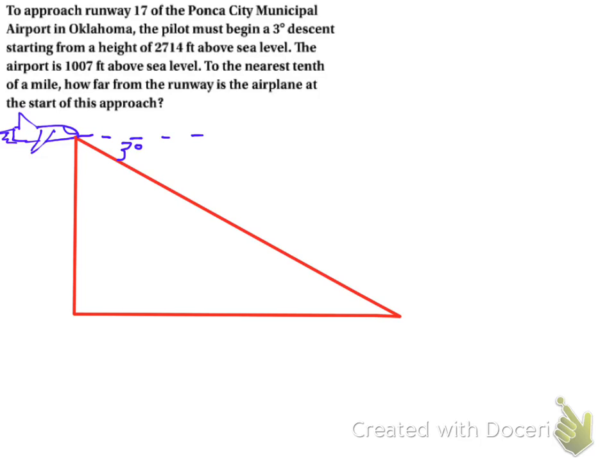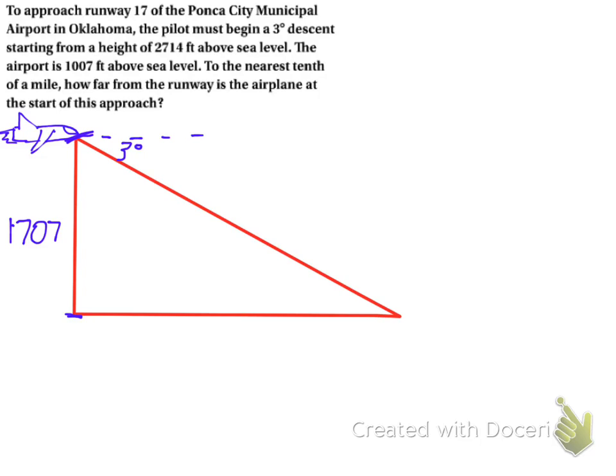My height, it says, so my starting height is 2,714 feet, and the airport is 1,007 feet above sea level. So again, up at the top, I'm starting up here at 2,714, and then I'm going to end down here at 1,007. So I can do that in my calculator, 2,714 minus 1,007, and that gives me a height of 1,707 feet.